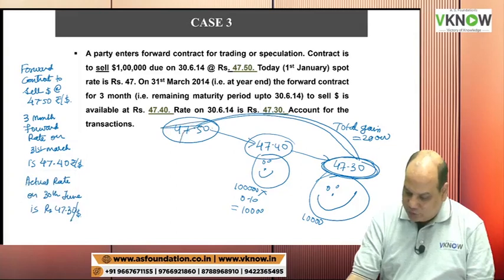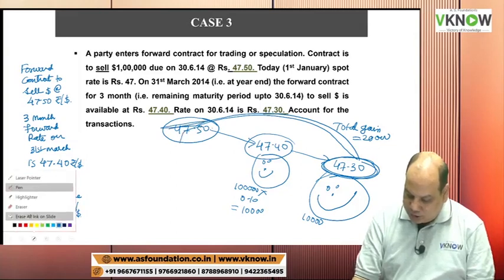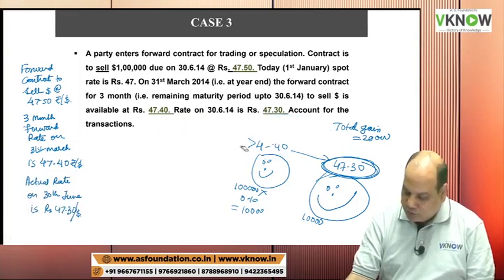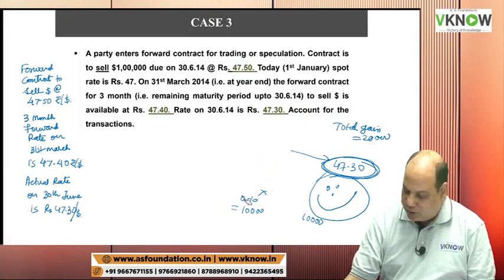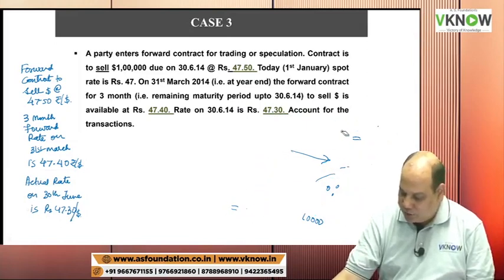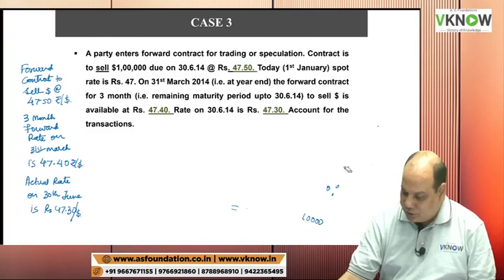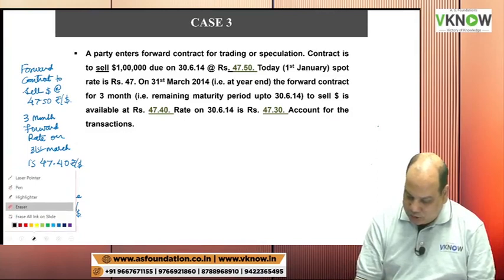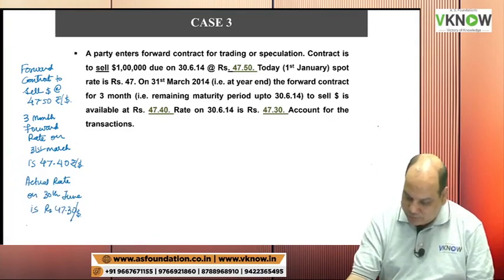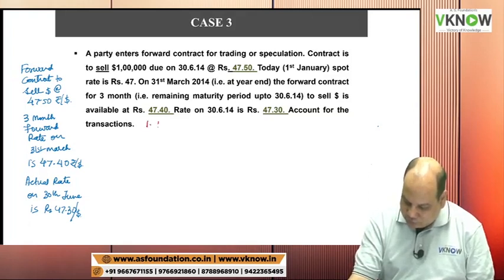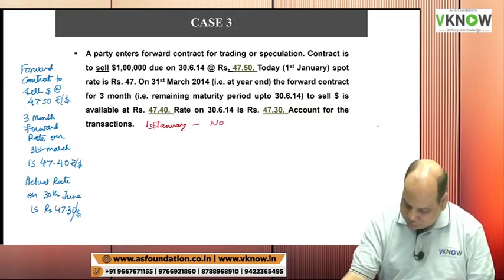Journal entry for this question. Institute can do anything with you. You will by heart one thing, and then they will change the number, and now the student will worry what will happen to me. So let us write down journal entries for case 3. Case 3, 1st January, no entry.